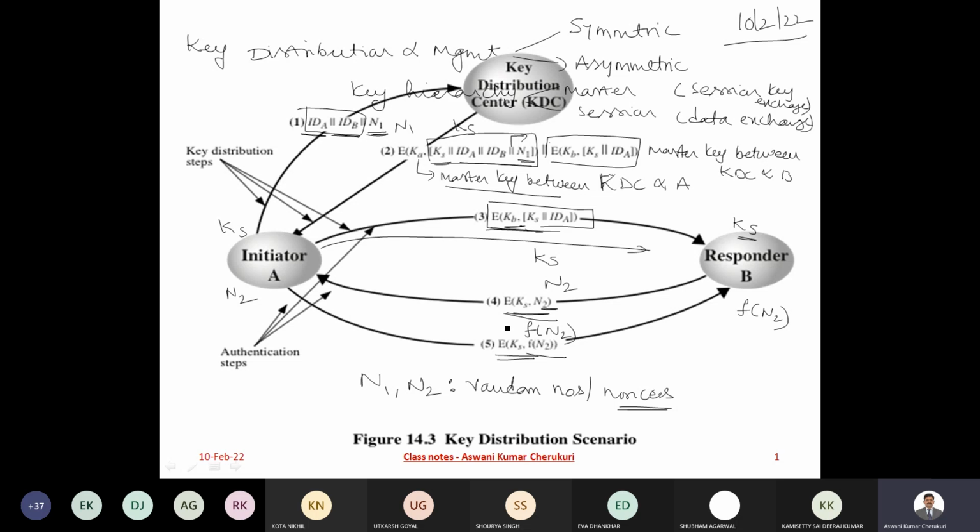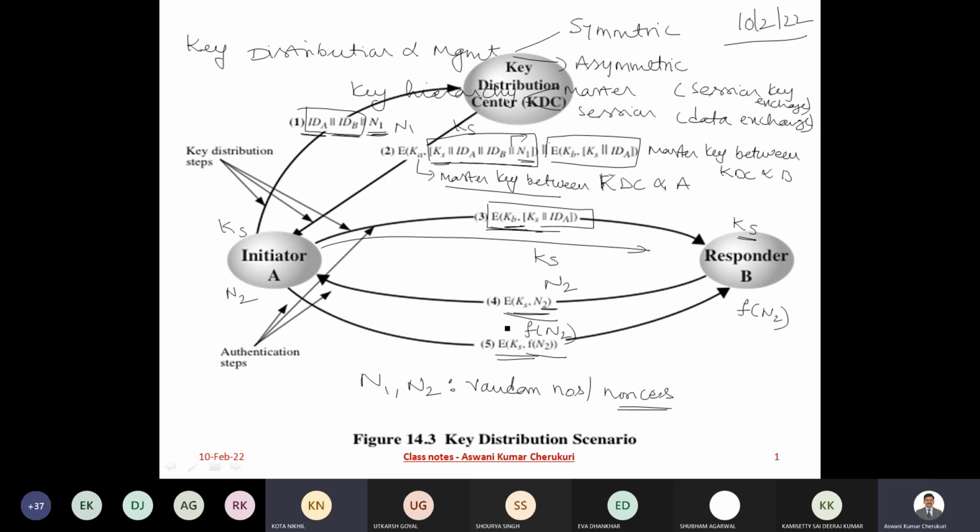Okay, nothing else. There is not much significance to that function. The function can be anything. The function can be random, but the only thing is that the function should be understood by both A and B. Either I am performing square root, square, whatever it is. Okay, is that clear? The key distribution scenario.